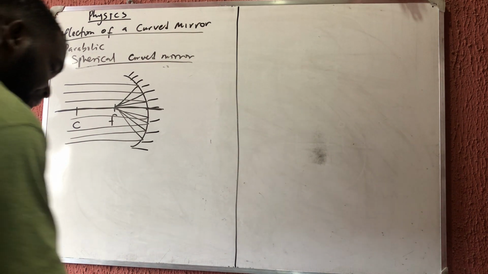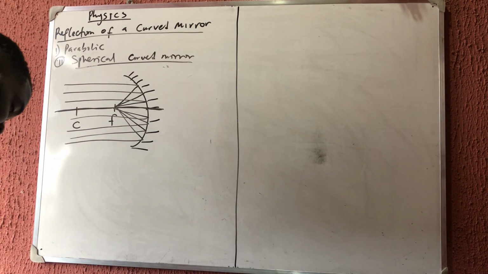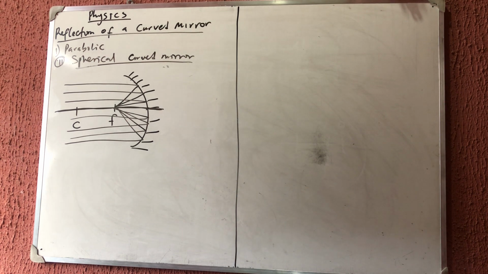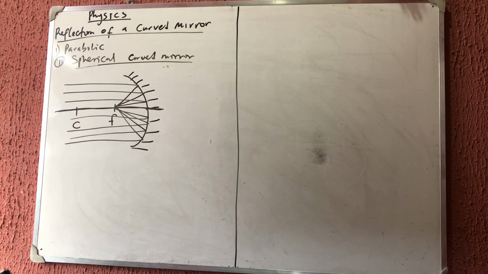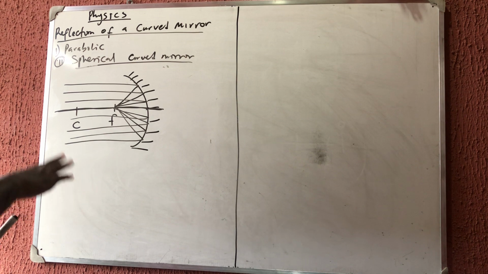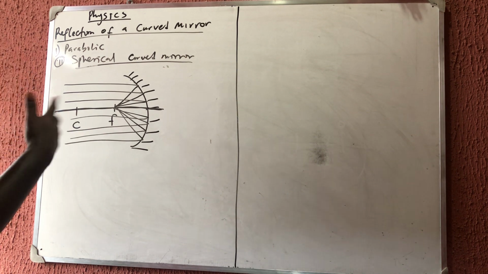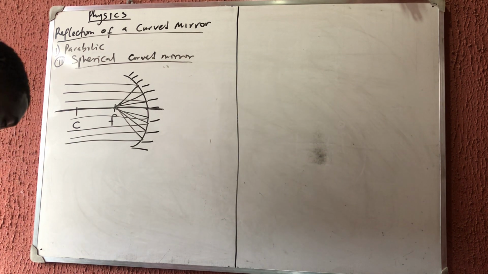Converging means they come to a particular point. Okay, it is converging in nature. And since it is converging in nature, they form a real and inverted image. I'm going to tell you the image formed in a convex, but just know that generally they form a real image. Okay, and that image is formed on the focus.